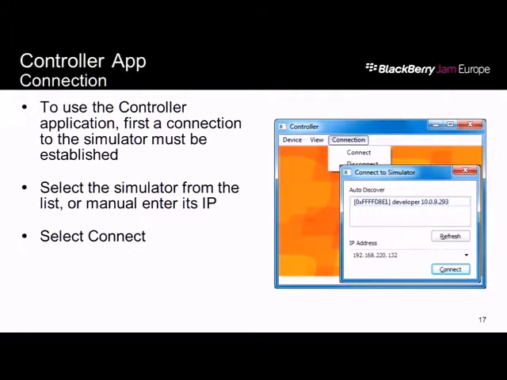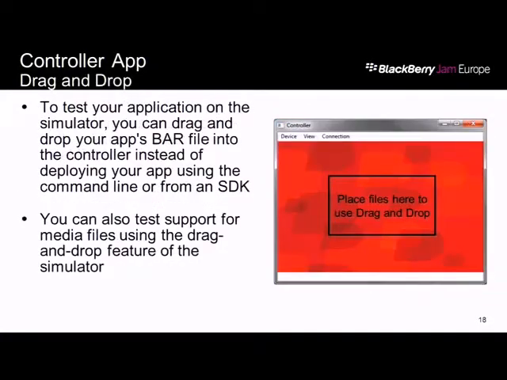So first, looking at the controller application, the first thing you need to do is connect the controller to various simulators running. You can actually have more than one simulator running on your device, and this is how you go and select which simulator you want to target. All you have to do from the controller application is go to the connection menu, select the particular simulator and its IP address, and click connect. And that'll get you to the first step, which is now speaking with your simulator.